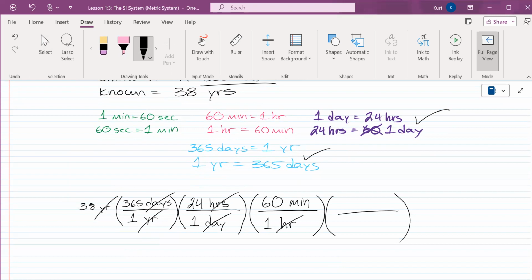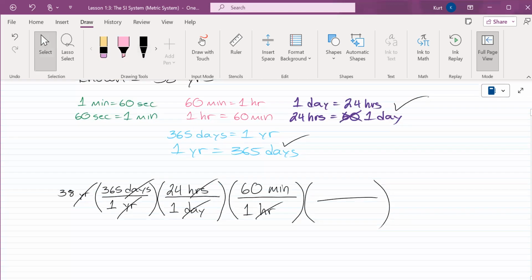Drew, what should I put for my last conversion? 60 seconds over 1 minute. Okay, guys, this is the reason I said this isn't a 5, because look what the denominator is for everything. It's 1. So you really don't have that much. You don't even have to bother with division. If you want to get technical, here's what you would do.